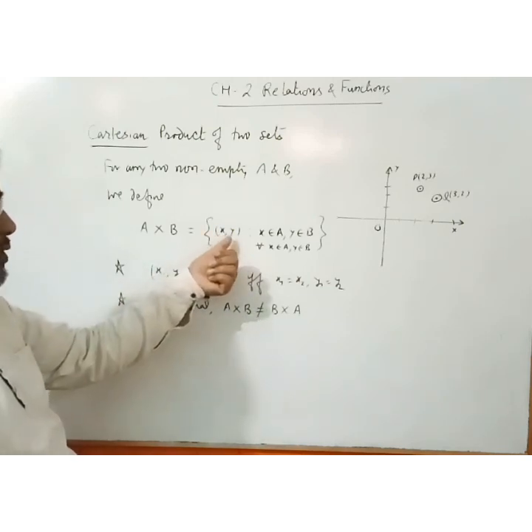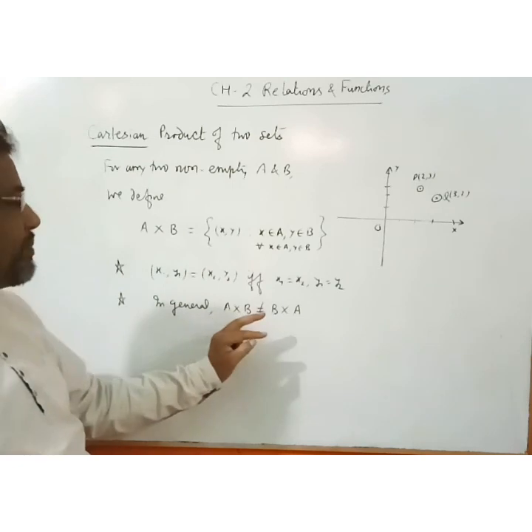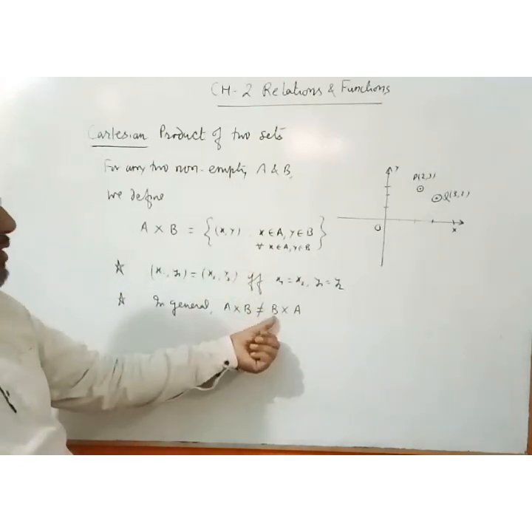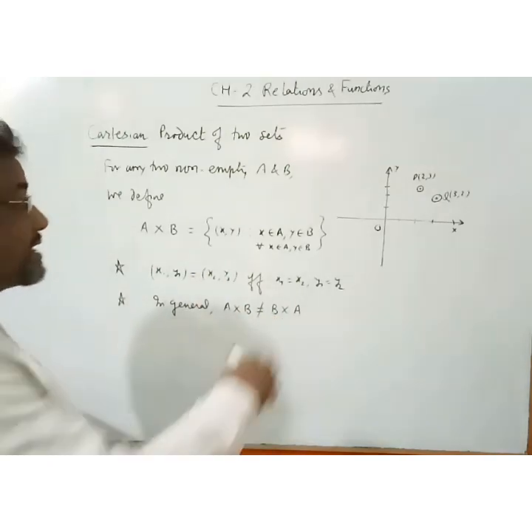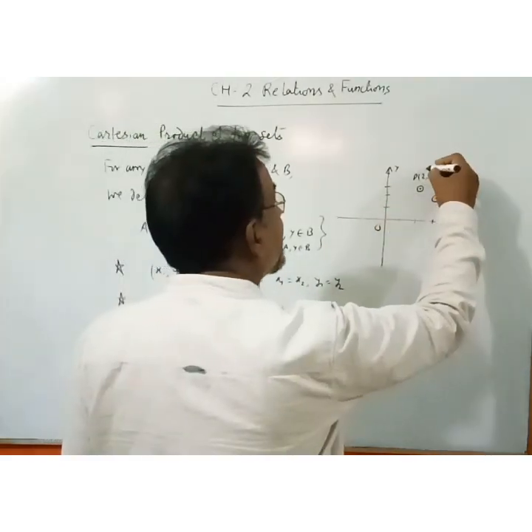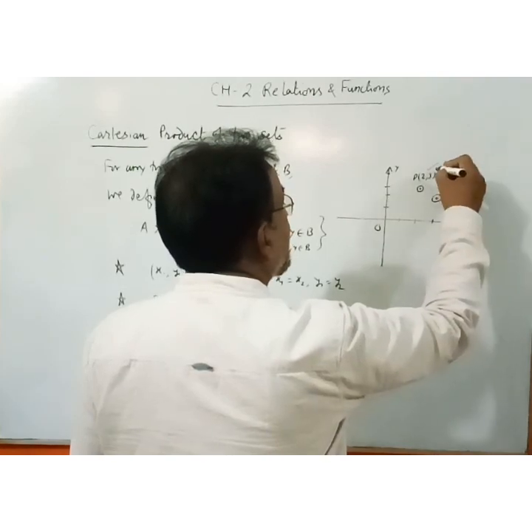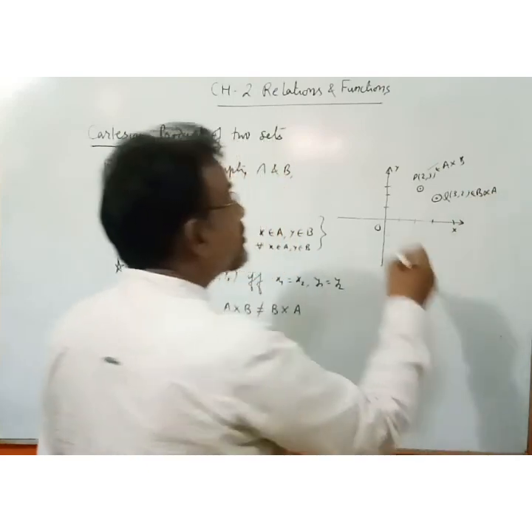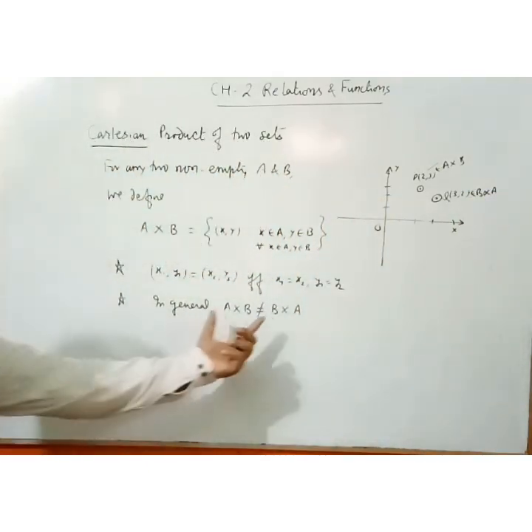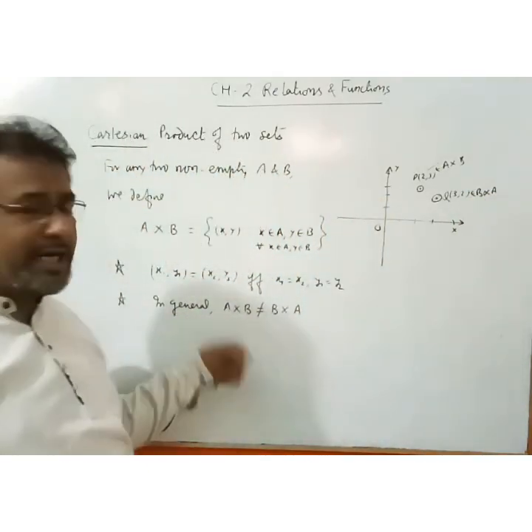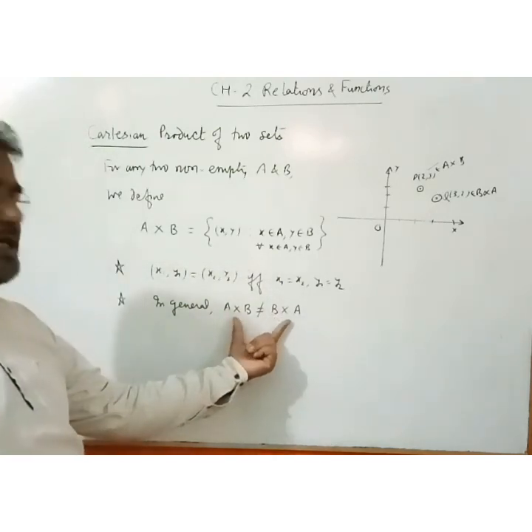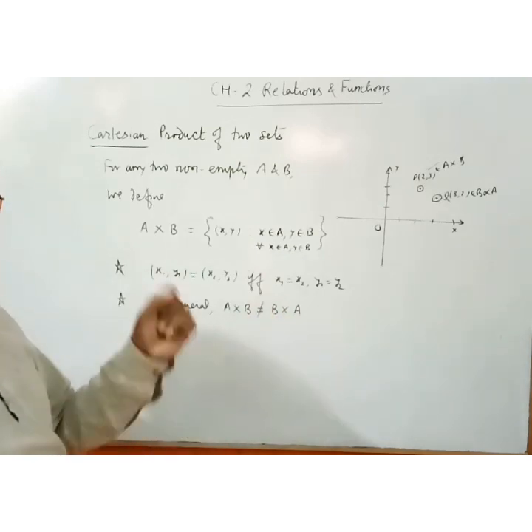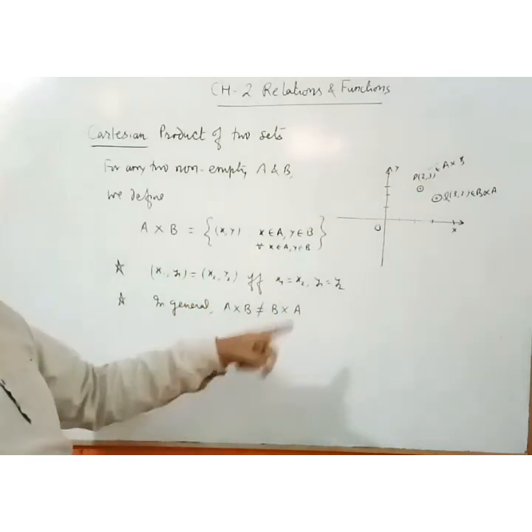x of A cross B is from A, y is from B. When we find B cross A, the first element will be of B and the second element will be of A. (2, 3) will be in A cross B and (3, 2) will belong to B cross A. So under what condition may the two products be the same? A cross B may be equal to B cross A if and only if A is equal to B.